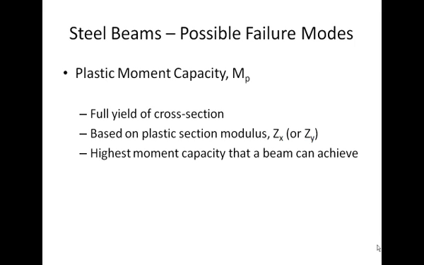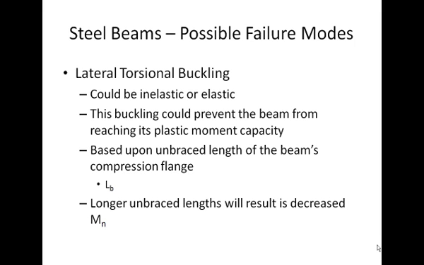This will be based on a section property that's known as the plastic section modulus. You can look this property up along with other properties in the steel tables. What you should recognize is that the plastic moment capacity of a beam is the highest moment capacity that beam can achieve. The other type of failure mechanisms that can occur revolve around lateral torsional buckling.